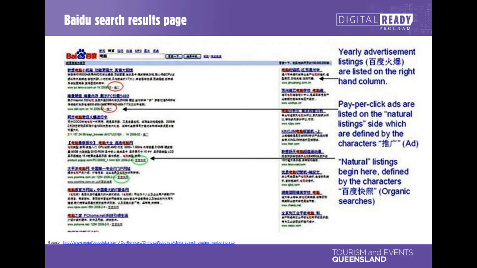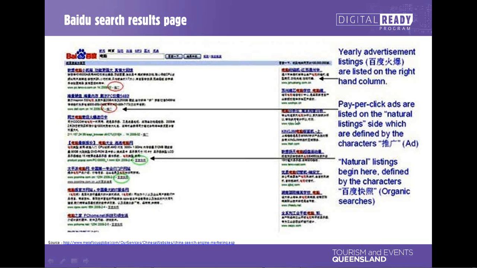Just so you can see, this is what their search results look like. Very, very much like a Google results page, but you can clearly see at the top there your paid listings. So these ones here, for instance, they're your pay-per-click ads on the left-hand side. They're the ones that you can do, just like what we can do here with Google AdWords. The ones on the right-hand side, they're a yearly listing. So these are a lot more money, as you can imagine, but you're there for the year and they rotate.